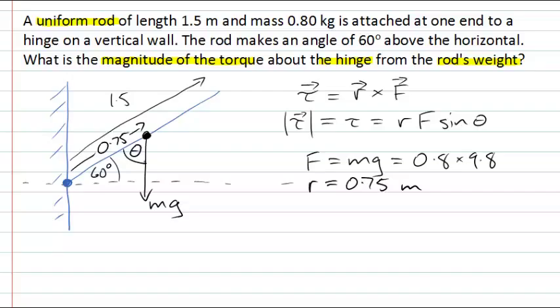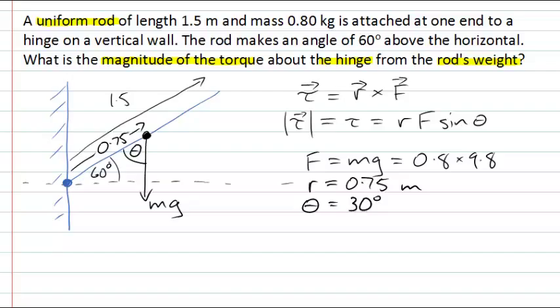We'll call it theta. Now you can see from that triangle there, the angle we were told, that's 60 degrees above the horizontal, isn't the angle we want. The angle we want is the angle between the radius vector and the weight vector. And that angle will in fact be 90 minus 60 degrees, or an angle of 30 degrees.